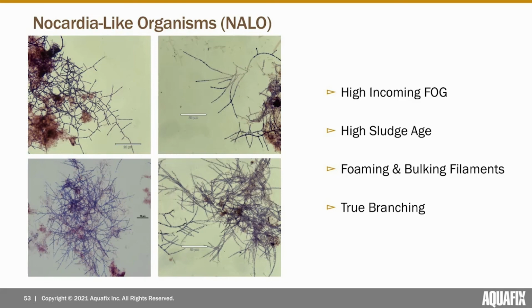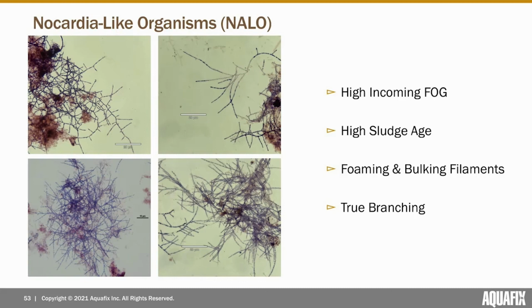Rather, identification should be done microscopically. When microscopically viewing Nalo, they can be identified based on their true branching, as Nalo are the only filaments that exhibit true branching in wastewater. However, some filaments can exhibit false branching, like Spirillous natans / type 1701, which will be discussed later on.